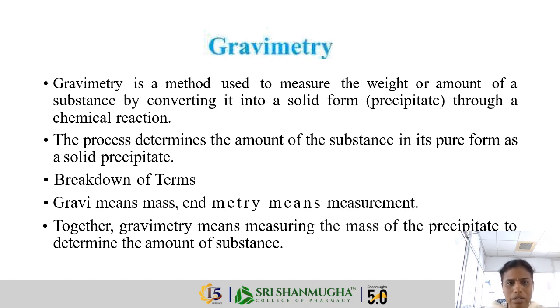First one is gravimetric. Gravimetric analysis is an analytical method used to determine the amount of a substance by converting it into a pure solid precipitate and accurately measuring the mass. The term gravimetrics comes from two words: gravi meaning mass and metry meaning measurements. So gravimetry essentially means measurement of mass.